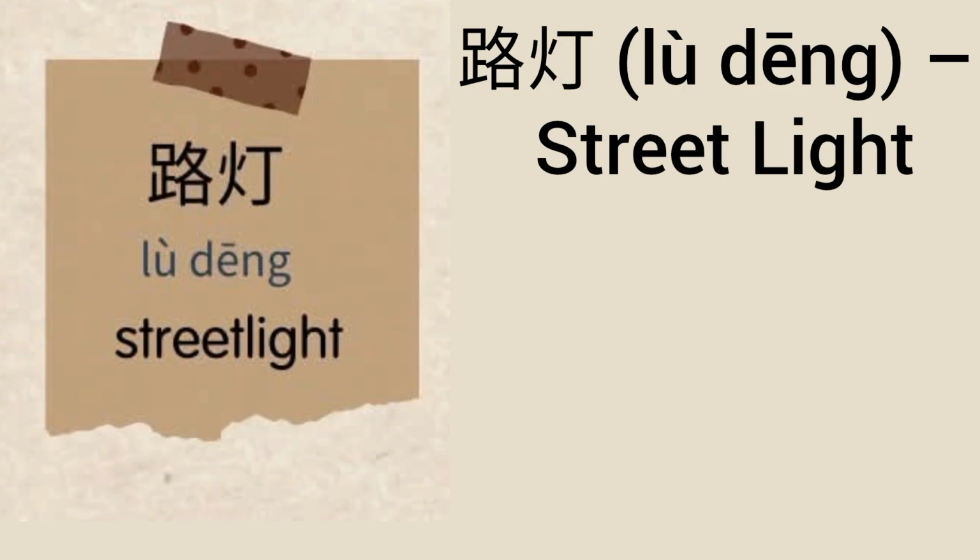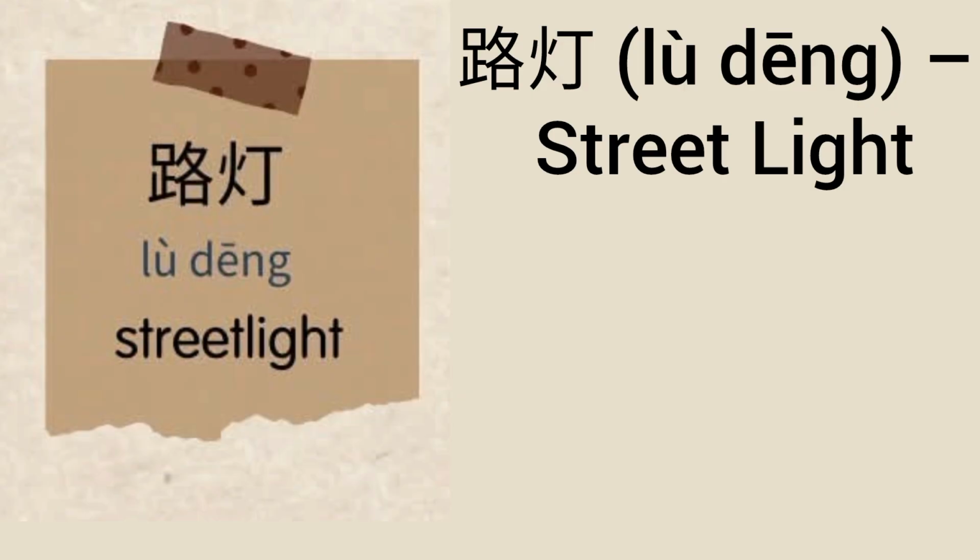Next vocabulary that we have is street light, which in Chinese can be pronounced as 路灯. Hope you find it easy and learn it soon. Let's explain it in detail. It has 2 characters, having different meaning, which are interesting and learnable.